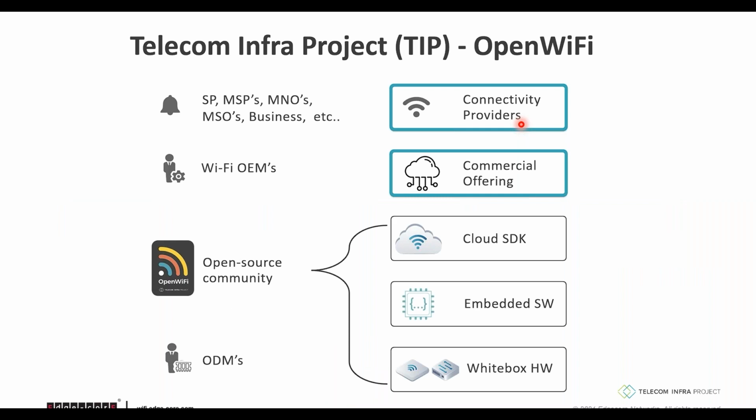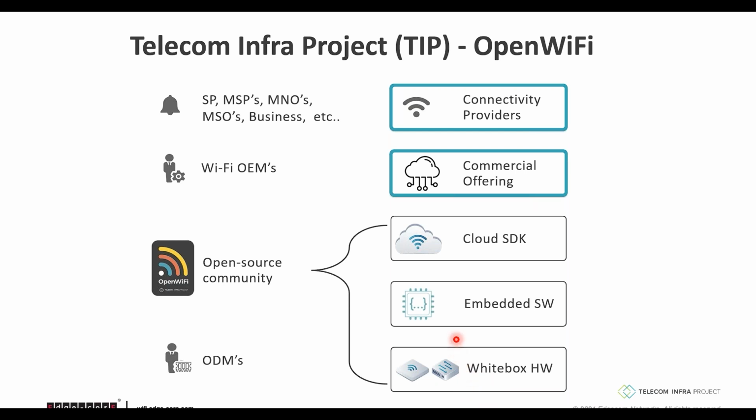Okay, so what is TIP? TIP means the Telecom Infra Project. OpenWiFi is actually just one of its groups, and there are a lot of very big groups here. The OpenWiFi group creates an open source community, and it combines white box hardware, embedded software, and also the provider cloud SDK with a northbound API. And Edgecore contributes a series of Wi-Fi 5 and Wi-Fi 6 indoor and outdoor access point hardware platforms to TIP OpenWiFi.